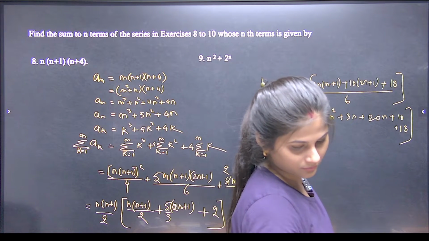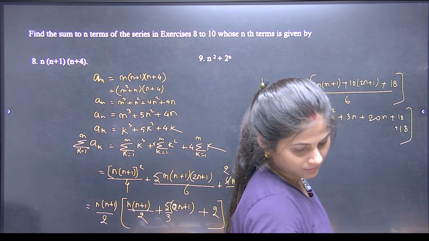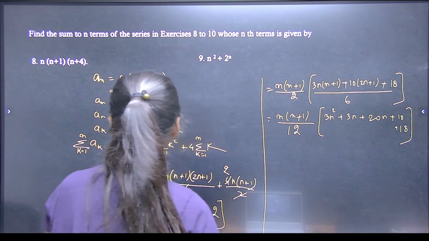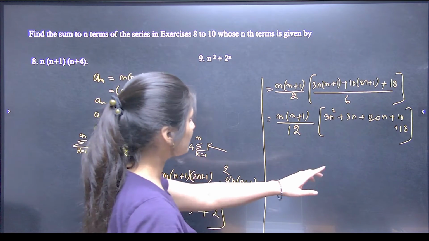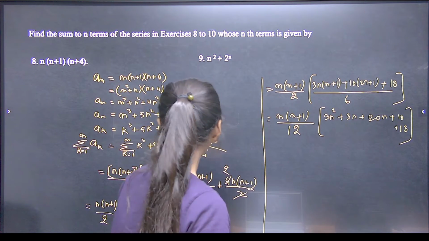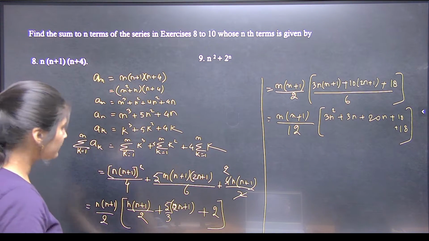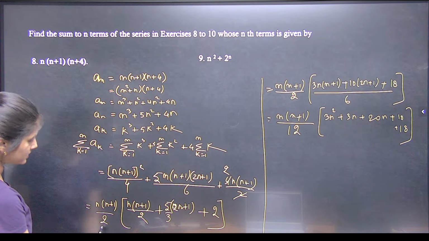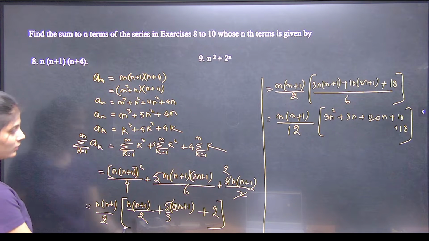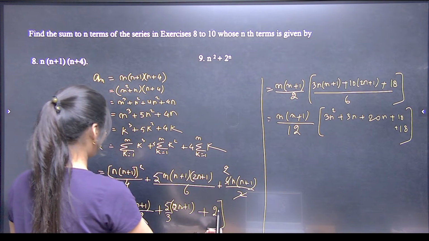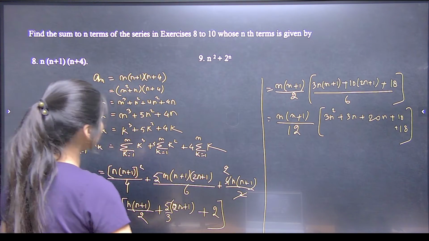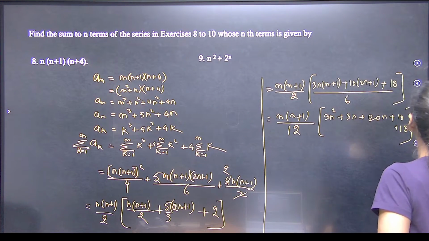Okay, so now we have 10 plus 18. Since we have taken 2 common here, so we cannot write 2 here. We have to write 4 here, isn't it? So there is a issue. Wait.